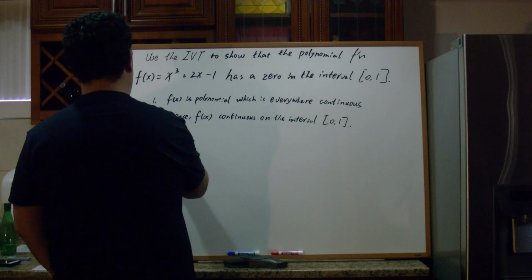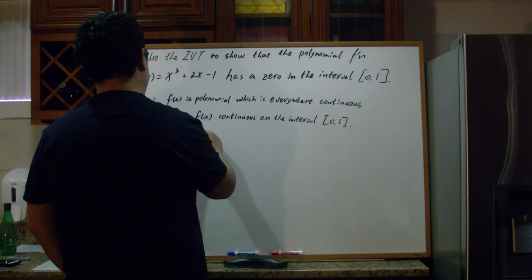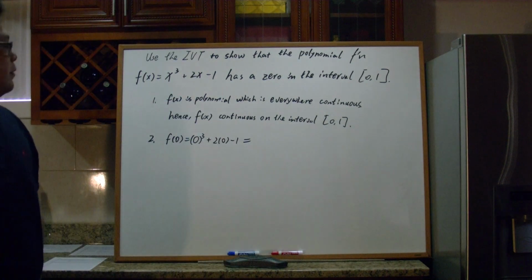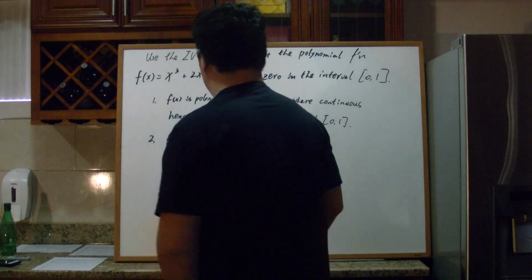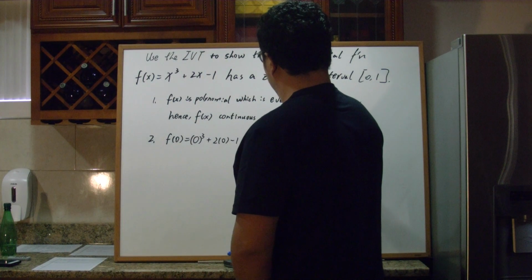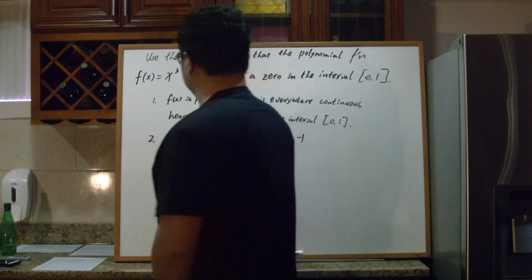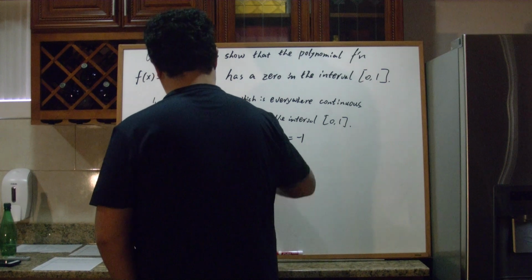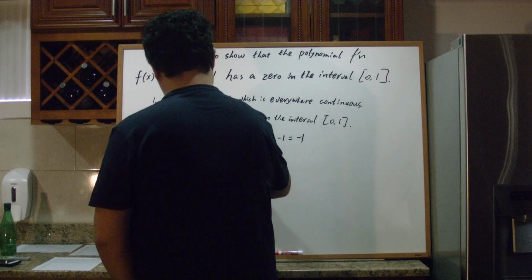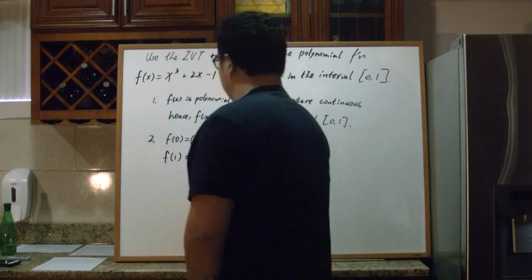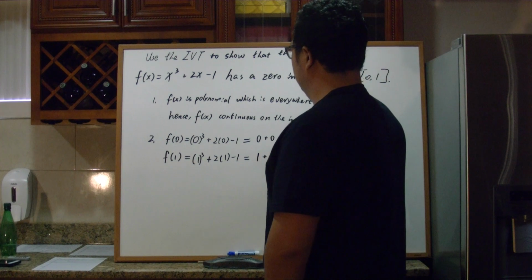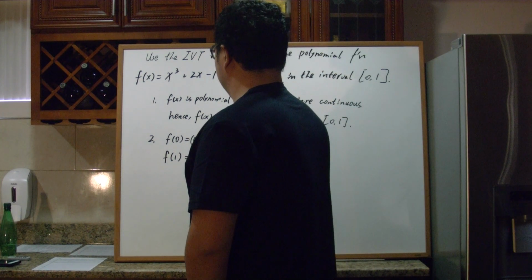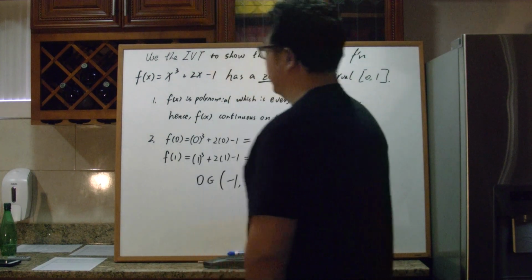Right. The second thing, we check f of 0. That's 0 cubed plus 2 times 0 minus 1, 0 plus 0 minus 1, equal to negative 1. Then f of 1: 1 cubed plus 2 times 1 minus 1, that's 1 plus 2 minus 1, which is 2. So the value 0 belongs to the interval from negative 1 to 2. That's the second thing.